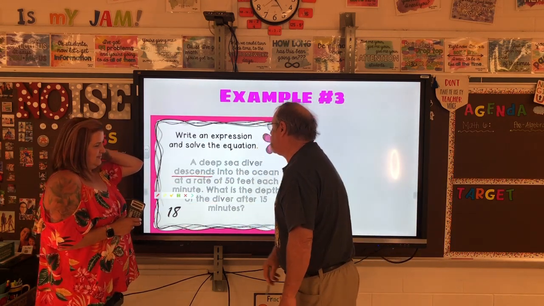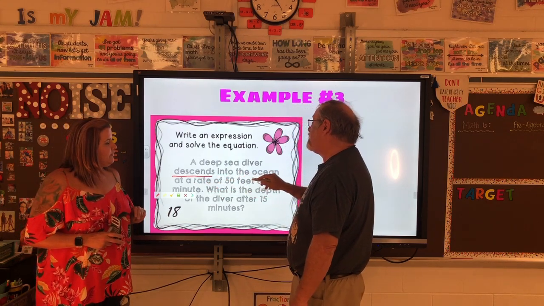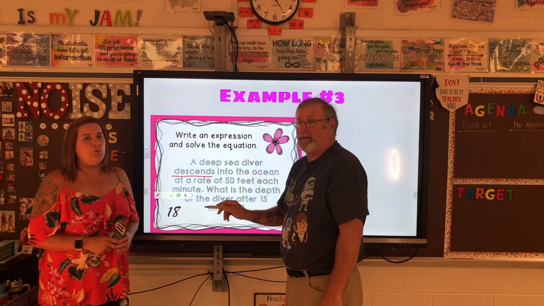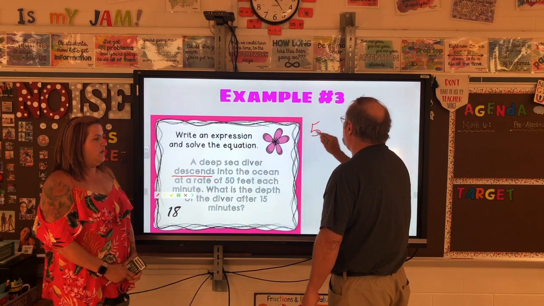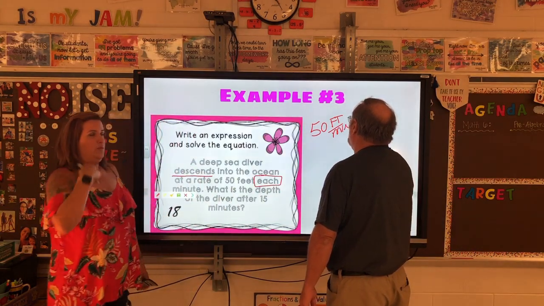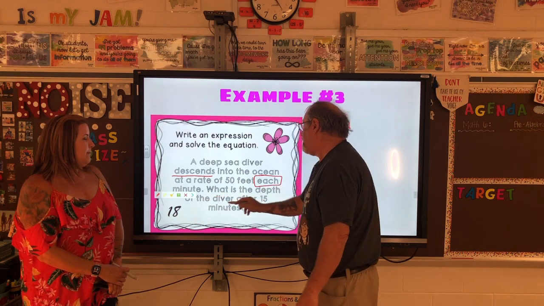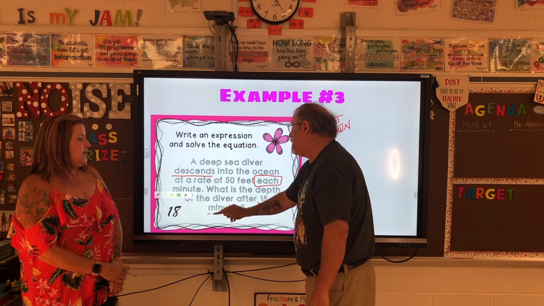Descends, so we know it's going to be negative, into the ocean at a rate of 50 feet each minute. 50 feet per minute. Okay? So now, what is the depth of the diver after 15 minutes?